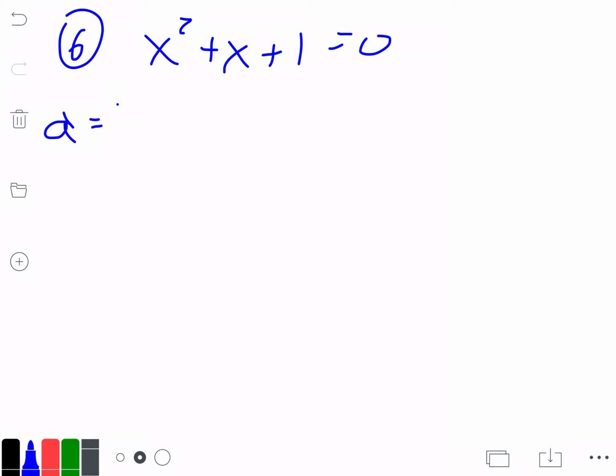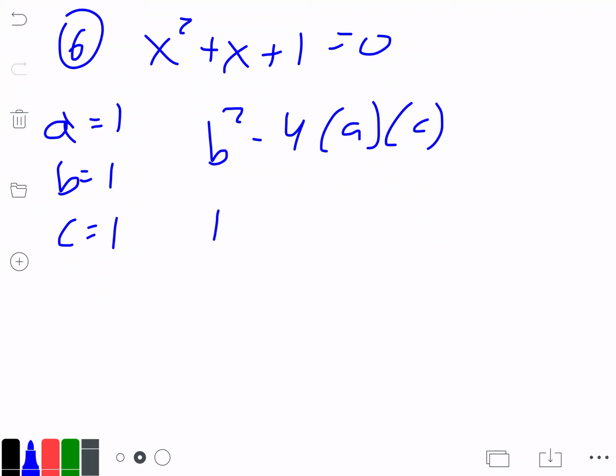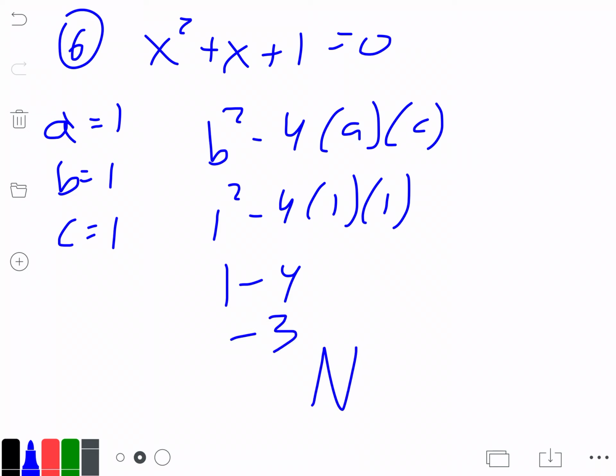Now number 6. You have x² + x + 1 = 0. Your a is 1, b is 1, c is 1. So b² − 4ac: 1 squared minus 4 times 1 times 1. 1 minus 4, negative 3. No solutions. Since negative 3 is less than 0, there are no solutions.